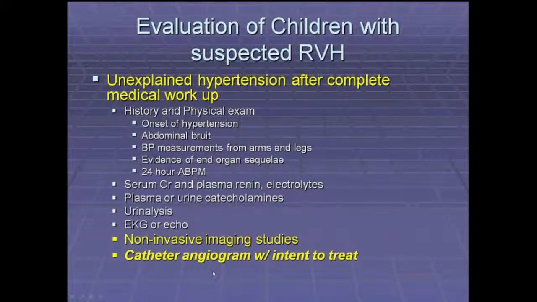And ultimately, after we do all this workup, we're going to do some non-invasive imaging studies. Okay. Following the non-invasive imaging study, then we'll proceed on with a catheter angiogram with intent to treat. So this is the classic progression in which I evaluate a child with suspected renal vascular hypertension.